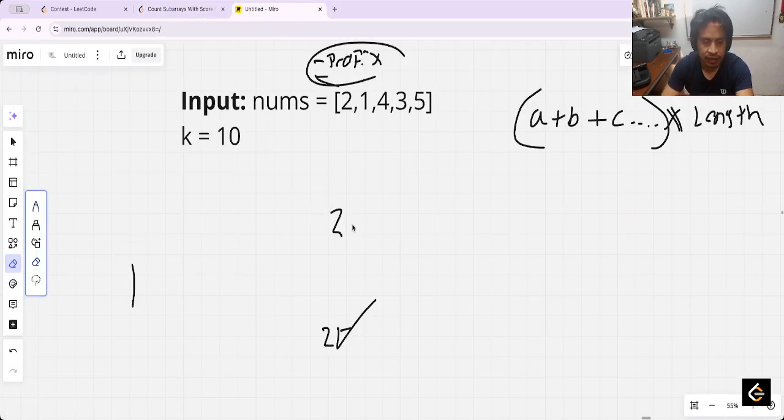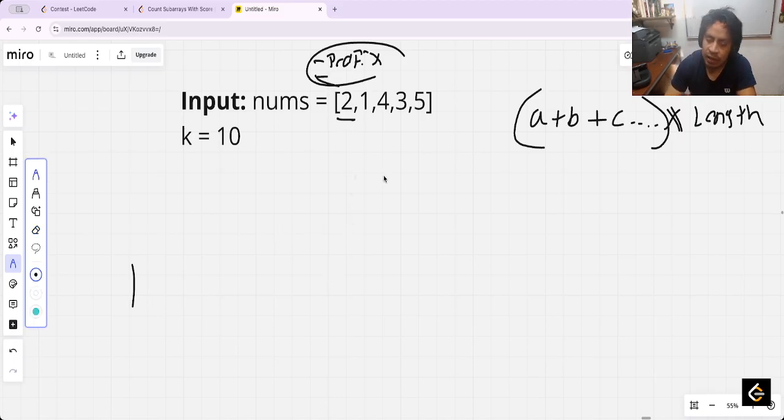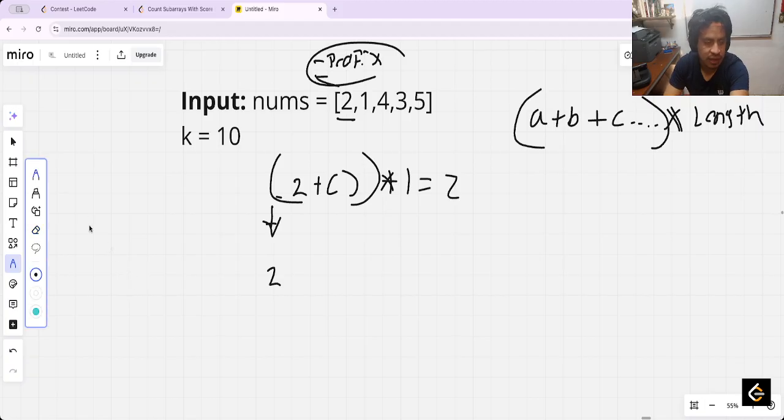Now again, my idea is this. Start here using a sliding window and basically apply the operation over this number. In this case it is 2 plus nothing, multiplied by the number of elements, which in this case is 1. The result is 2. This is the counter of results. Got it. Now move to the next.